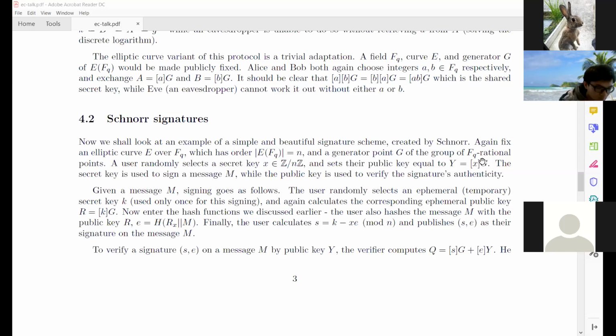And so the secret key x lets me sign a message, make a signature, whereas the public key y lets other people check that the signature I've published is actually from me. It actually came from the public key y here.